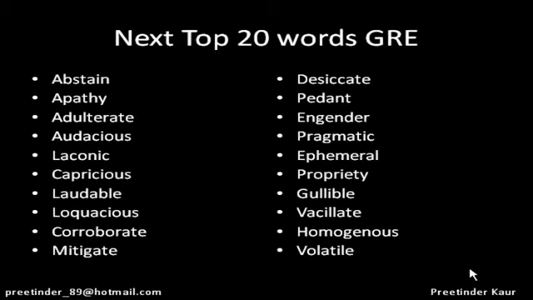Propriety is with proper behavior. Gullible, who believes anyone and everyone. Vacillate means oscillate between two opinions. Homogeneous means of the same nature. And volatile means that evaporates or vanishes quickly.